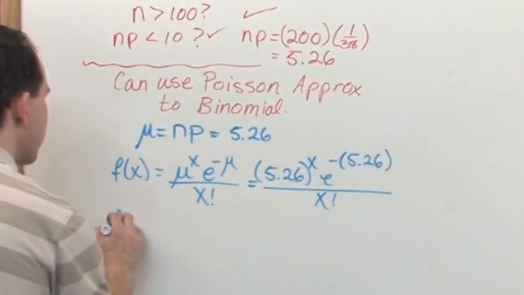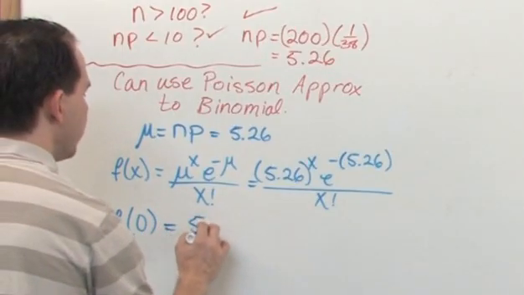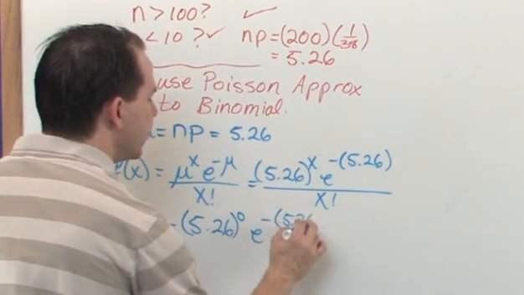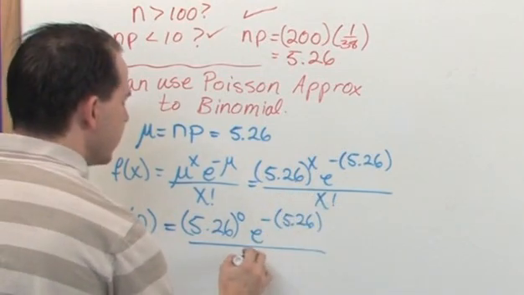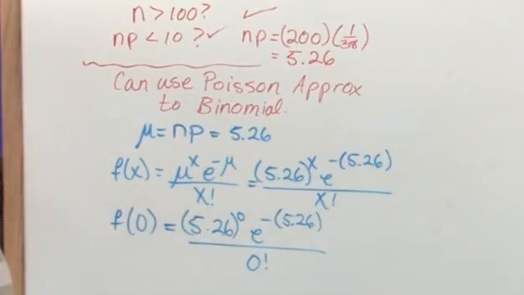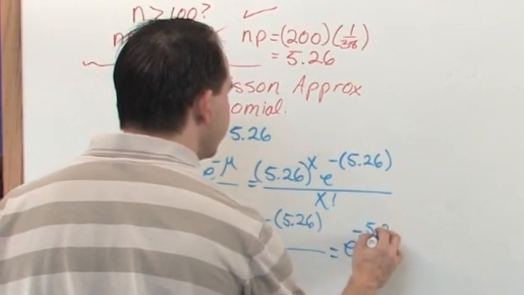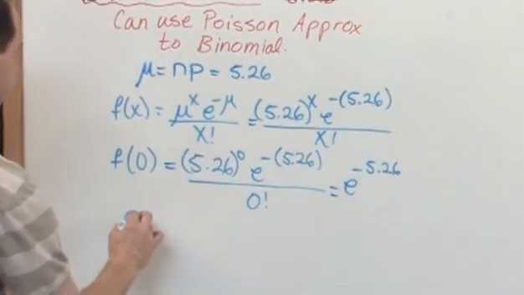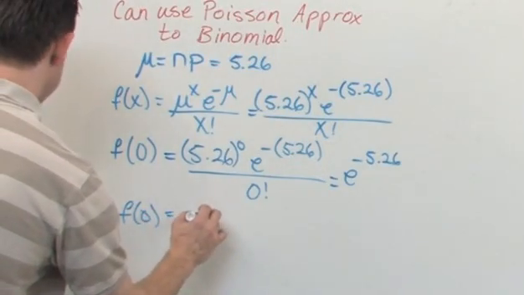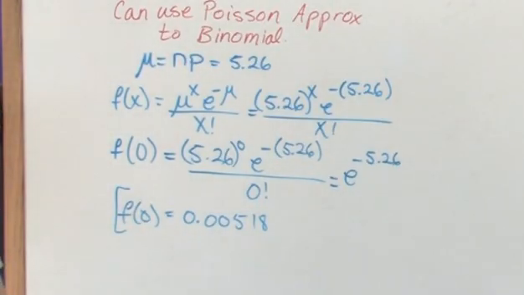But for this particular problem, we're wondering what is the probability of getting 0 wins out of 200 spins. So what we'll have is 5.26 to the power of 0 times e to the negative 5.26 divided by 0 factorial. Okay, so anything raised to the power of 0 is 1, and 0 factorial is also 1. So this is just e to the negative 5.26. So the probability of getting 0 wins out of 200 spins is 0.00518. Pretty low probability is exactly what we thought ahead of time, right?